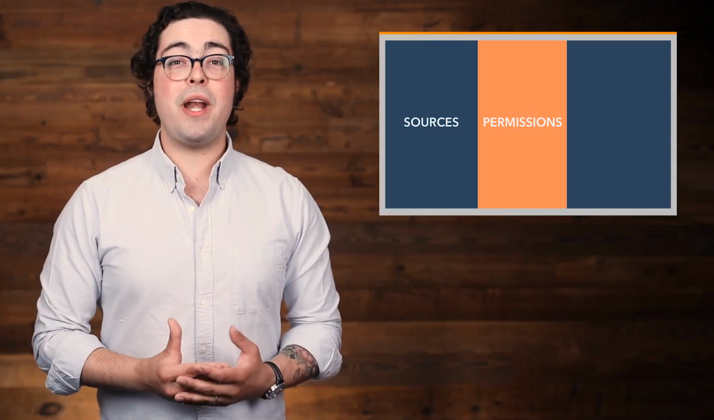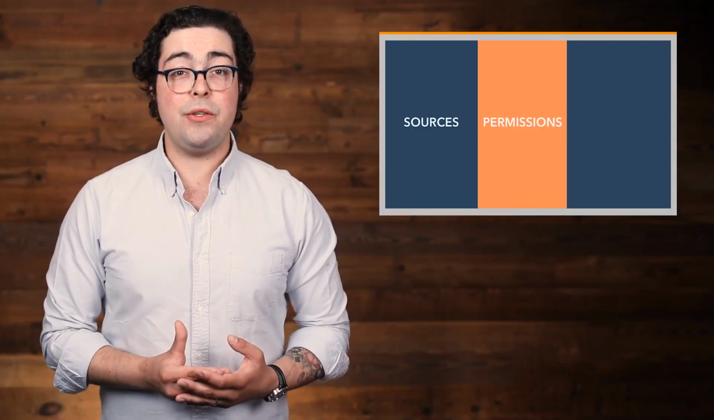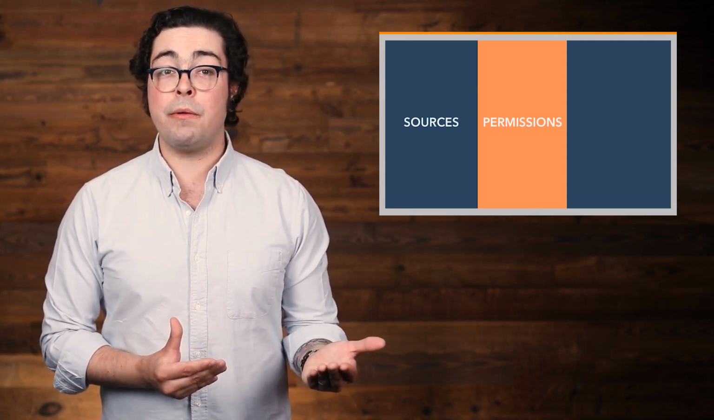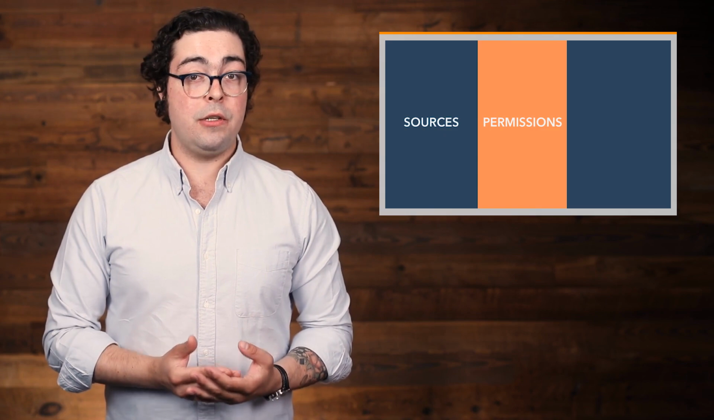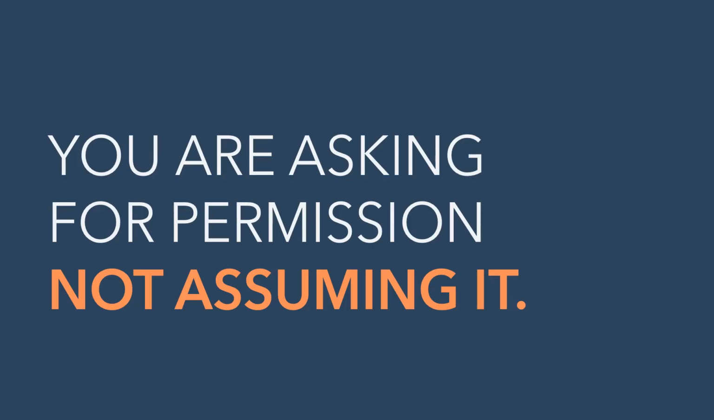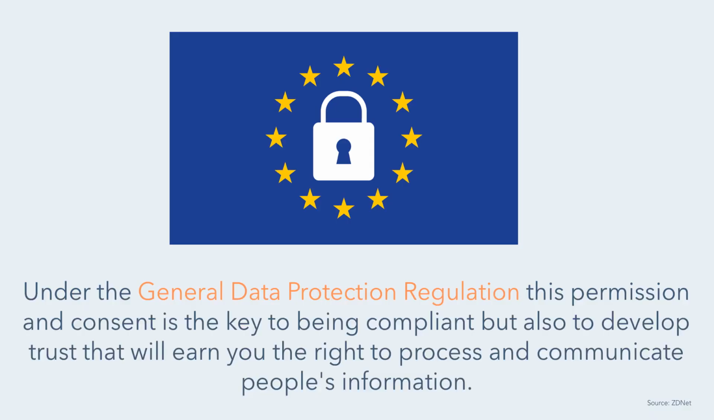Do you or does someone at your company actually have permission to send to the contacts on the list? What type of permission did your contacts give you? Did you actually ask them for permission to send marketing email to them? Having permission is the key to building trust because you're being straightforward and honest with the people you're emailing. You're asking for permission, not assuming it. Under the General Data Protection Regulation, this permission and consent is the key to being compliant, but also to developing trust that will earn you the right to process and communicate people's information.